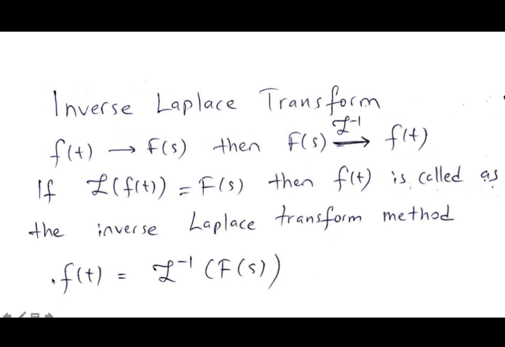We have already used this script L when we apply it on a function f of t, that gave us the Laplace transform represented by this capital F and the independent variable s. Now we just define the inverse operation and we call this the inverse Laplace transform method, which is basically the inverse of this Laplace transform applied on F of s. It will give us the original f of t that we started with.